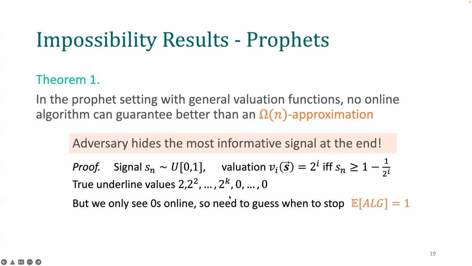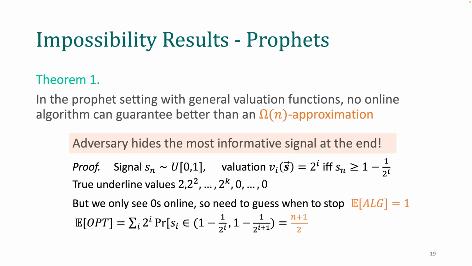No matter what the algorithm decides to do, say it stops at some step I, the expected value of VI is just going to be one. So any online algorithm can't do better than getting a value of one. But the expected value of the optimal offline can actually be order n, because the offline optimal knows the highest 2 to the I for any given instance of Sn, right? So whenever, sorry, this should be n.